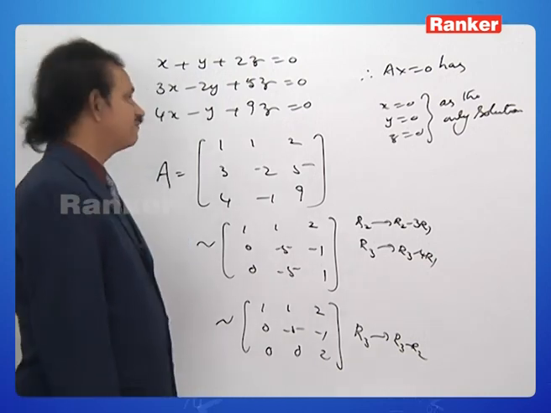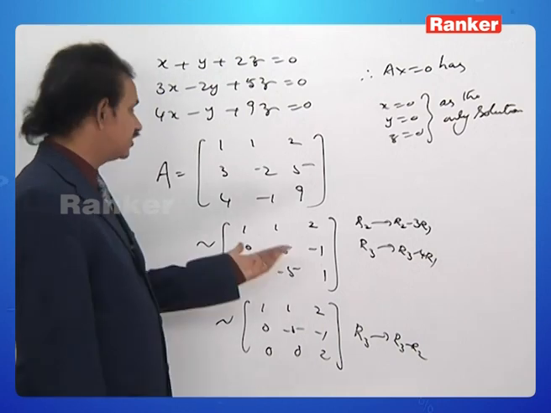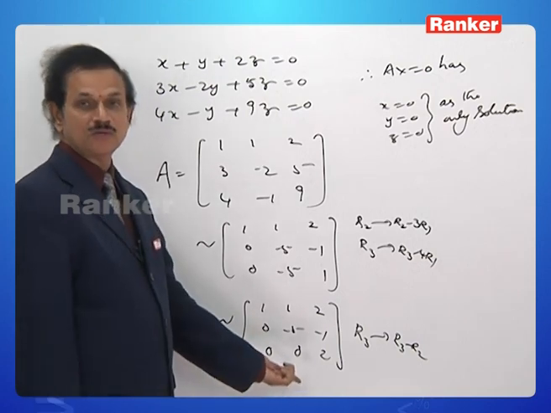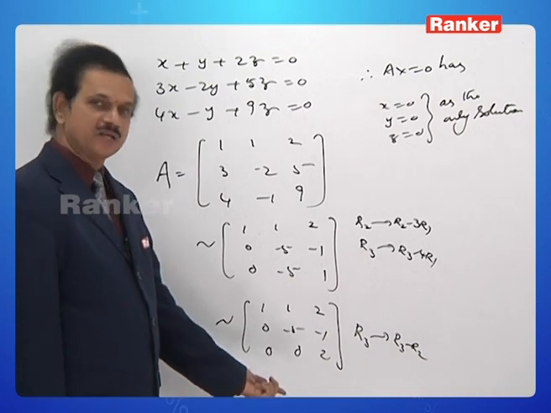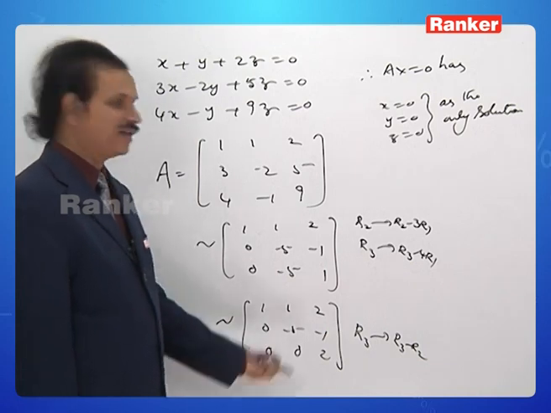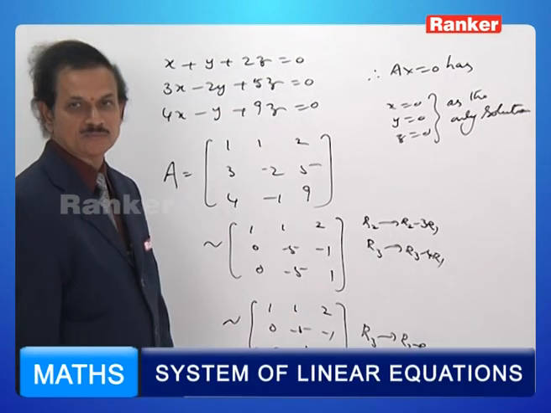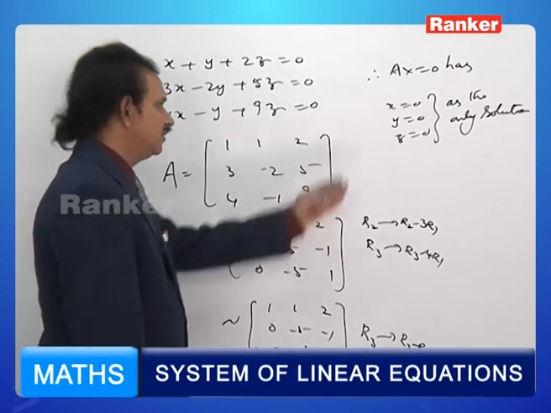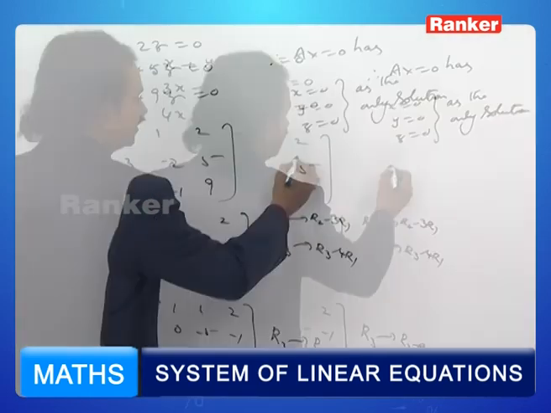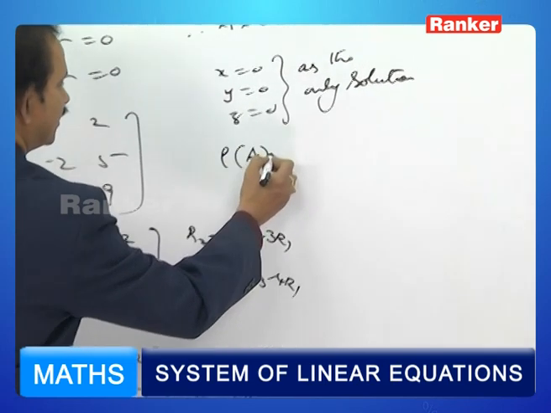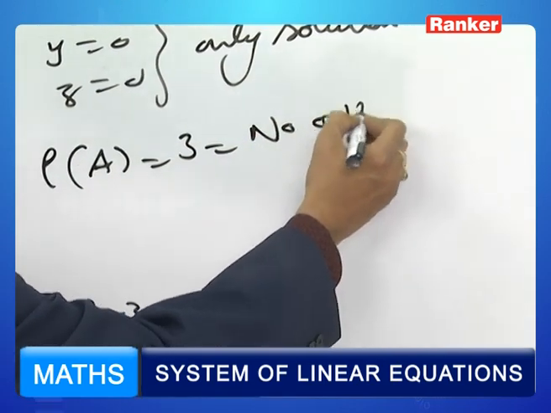Therefore, the rank is 3 because the determinant is non-zero. The 3 by 3 minor is non-zero, so rank is 3 because that is the largest order here. Therefore, rank 3 is equal to the number of variables. That is why it has a unique solution. On what basis are you able to say this? Rank of A is equal to 3, equal to the number of variables.